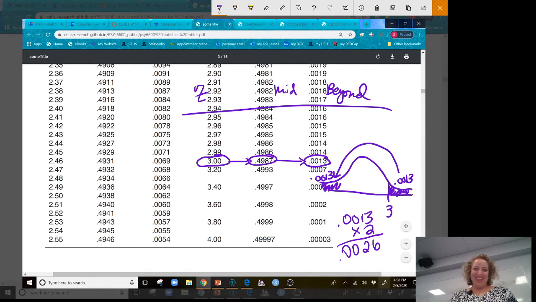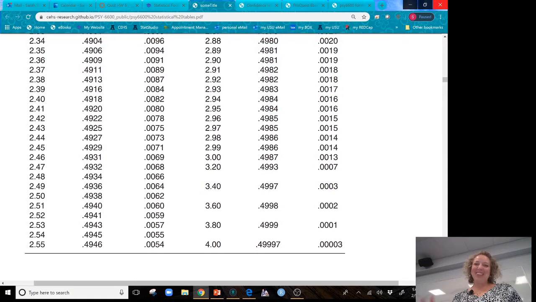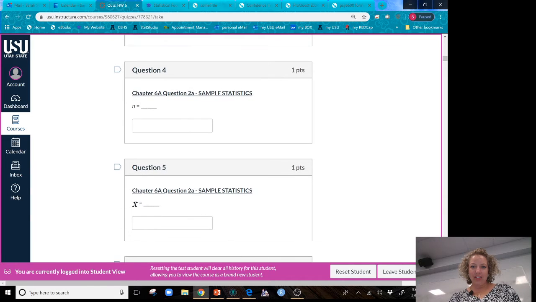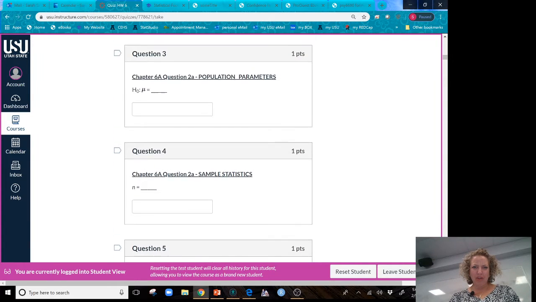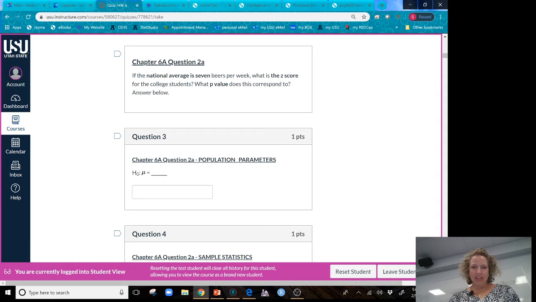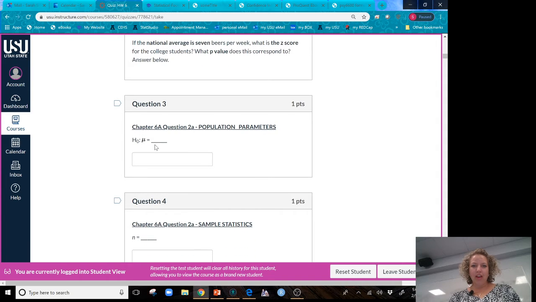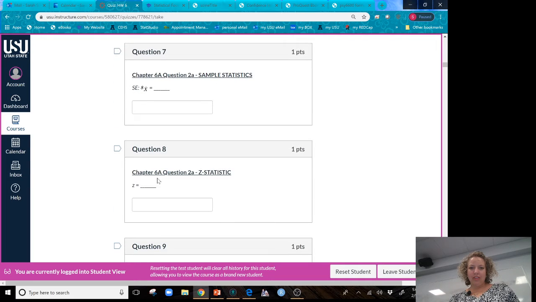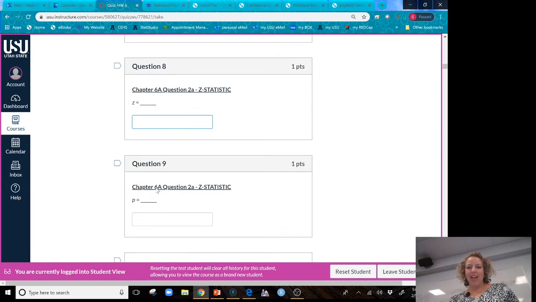See, we know this. I know this. This is going to be questions. Okay, so is this the right spot? Am I in the right spot? Yeah, we just had to fill in the stuff. Okay, so mu, n, x bar, s x. So z is 3 is number 8, and the p-value 0.0026 is 9.